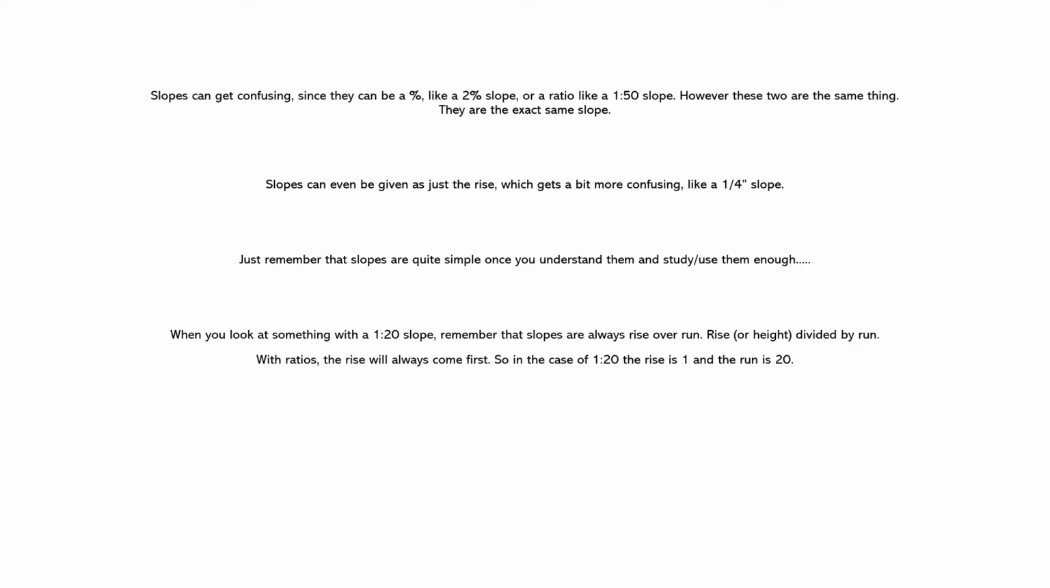Rise is the height, run is the horizontal. With ratio, the rise will always come first. So in the case of a 1 to 20 slope, the rise is 1 and the run is 20.